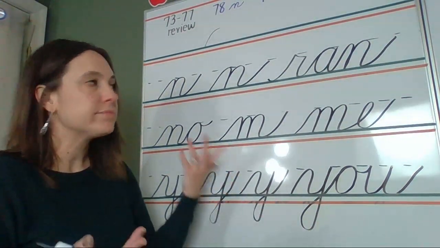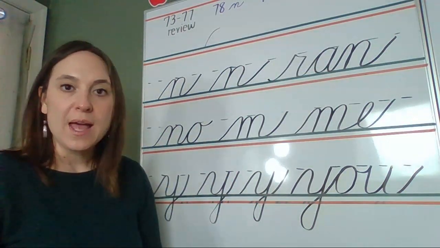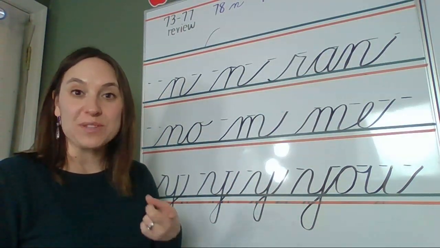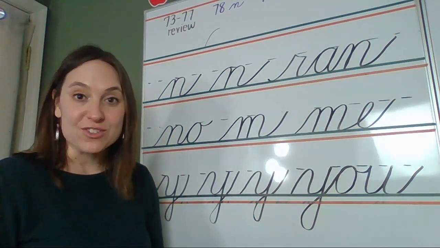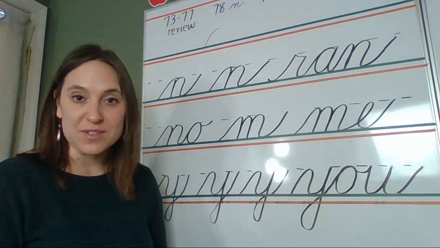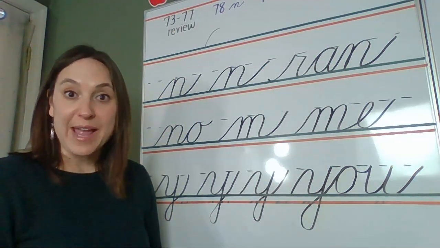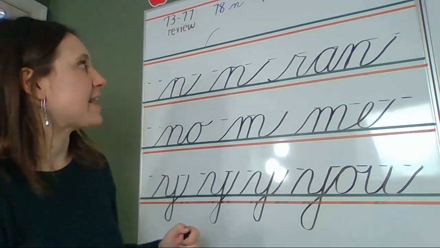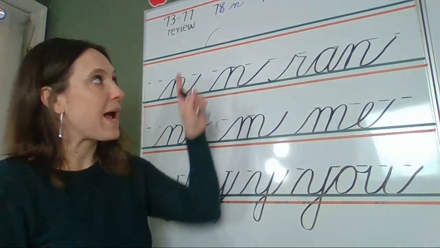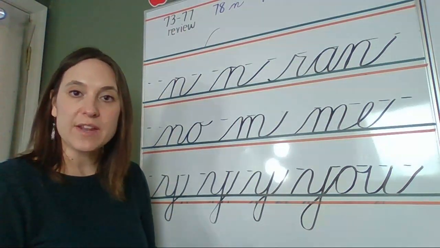So there you have it, letters N, M, and Y. I think we only have one more video left, and we'll be finished with all of our lowercase cursive letters. Then we'll move on to our uppercase cursive letters. And then you'll be able to write your name because you'll have your proper noun, your capital letters down. So go ahead, practice these on those pages, and I will see you at our next video. Bye.